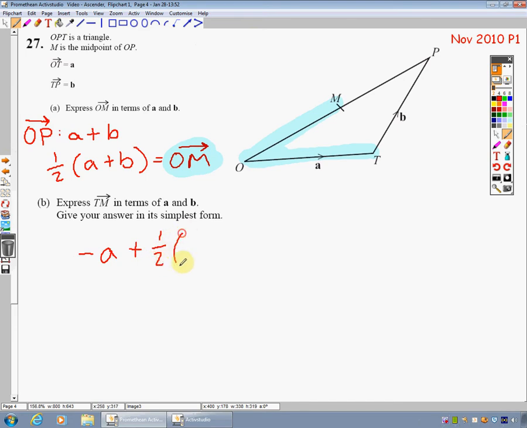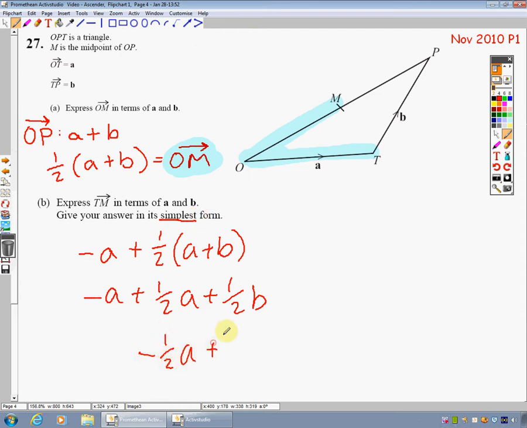which is great, but that's not quite in its simplest form. You can now almost think of it as algebra, even though they're technically vectors. We multiply out our bracket. We've got minus A plus a half A plus a half B. All I've done here is just multiply this bracket out, because it's asked me to give it in its simplest form. If I had a minus A and I added on half of A, I'm going to end up with minus a half of A, but I'm still going to have my half B. I can't simplify that any further. And that's going to be my final answer for that.